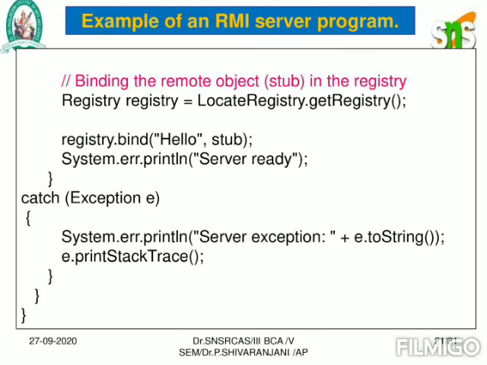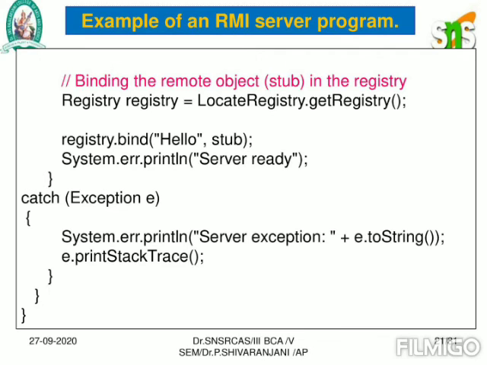Then registry.bind equal to hello. On the client side, I'm giving a message called hello. And then you have to print a message that server is ready. And in the exception side, I have thrown a server exception, and that will be thrown if any error is encountered in your server side program.